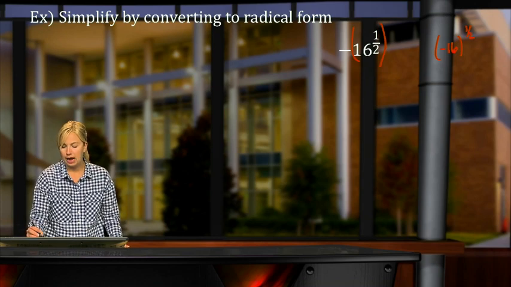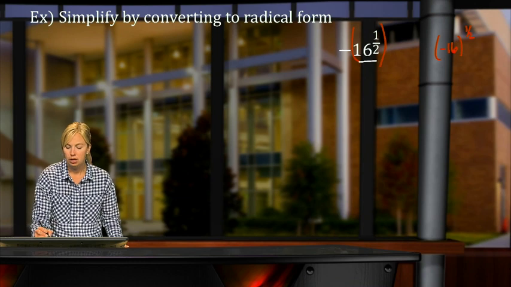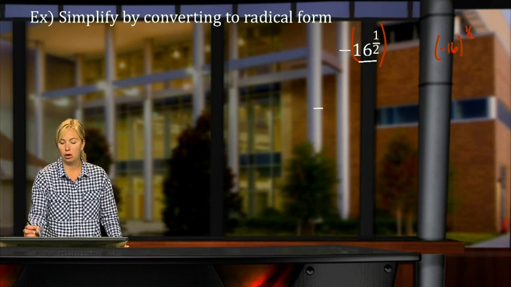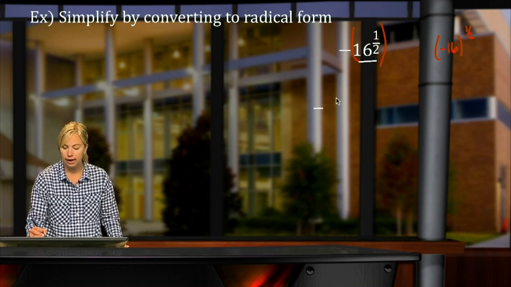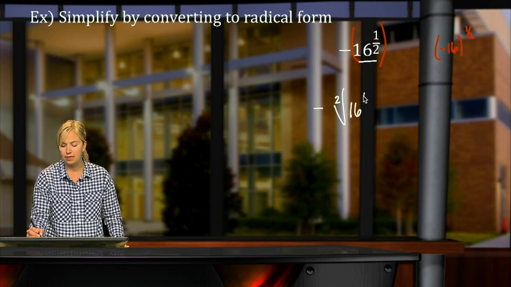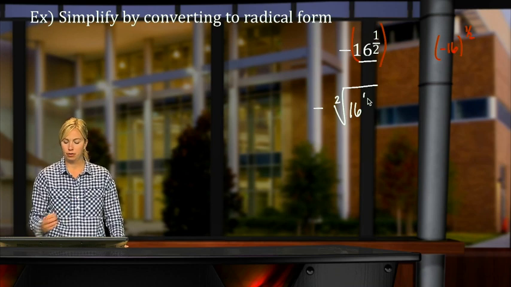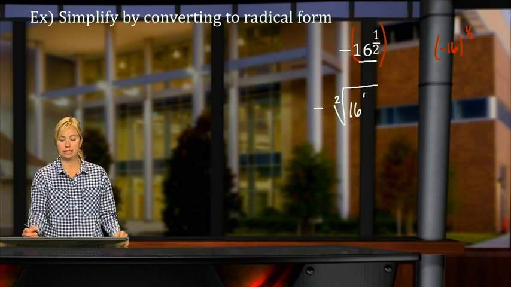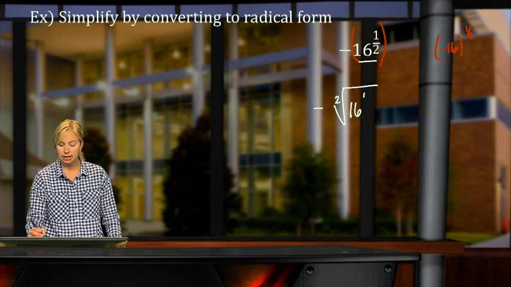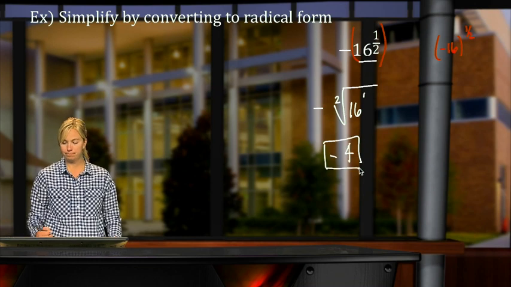So we simplify 16 to the power of 1/2 with the negative out front. To convert this to radical form, the denominator becomes our index, so it's the square root of 16, and then we have a power of 1 from that numerator value. Now 16 to the first power is 16. What is the square root of 16? It is 4, and that negative is still hanging out in the front.